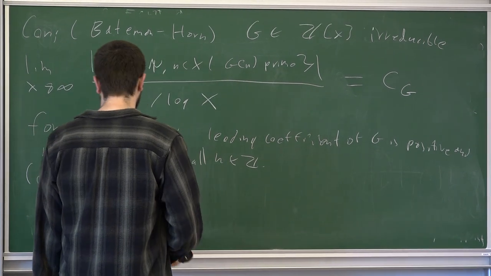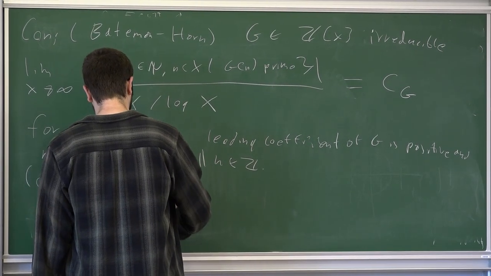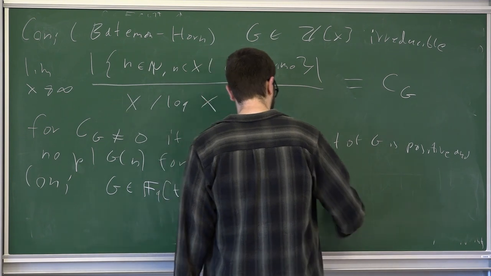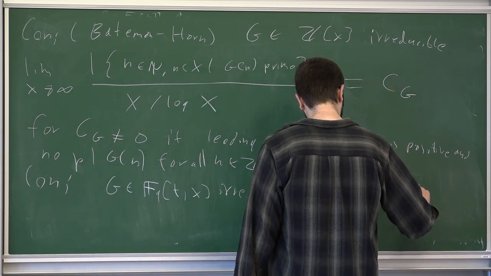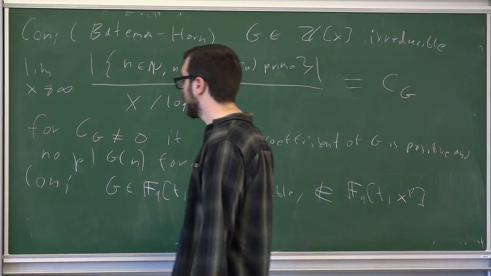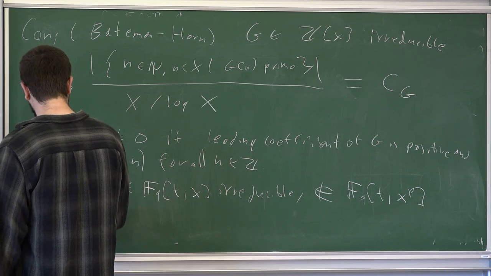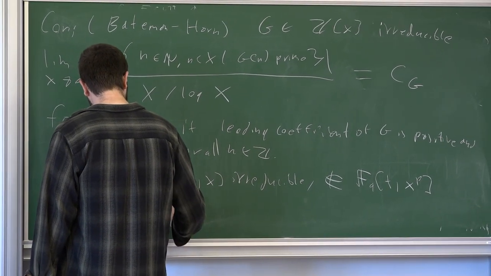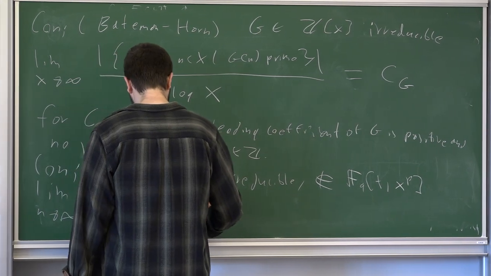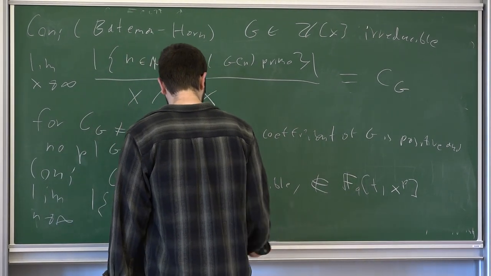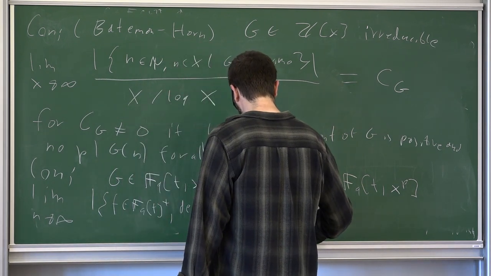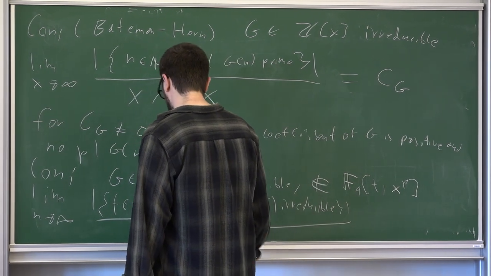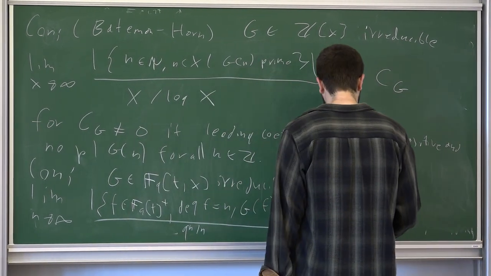So what's the F_q[T] conjecture? We want to take g in F_q[T, X] irreducible, not in F_q[T, X^p], for the same reason. The limit as n goes to infinity of the number of f in F_q[T] monic, degree f equal to n, with g of f irreducible, divided by q to the n over n, should be some constant depending on g.